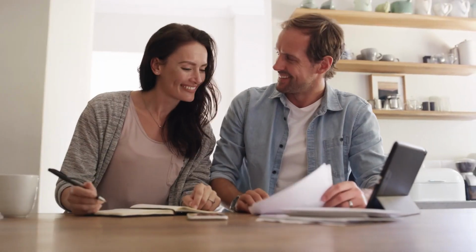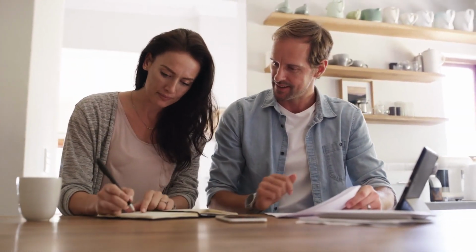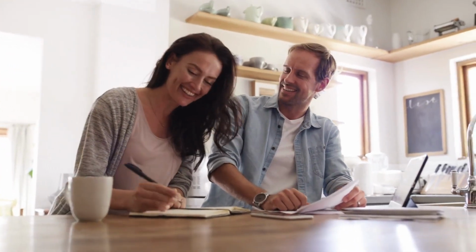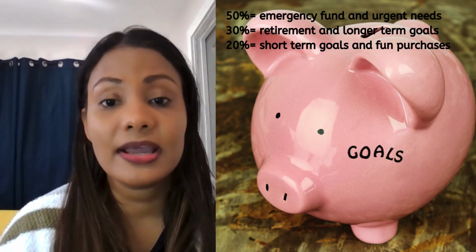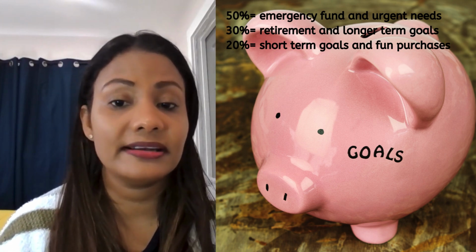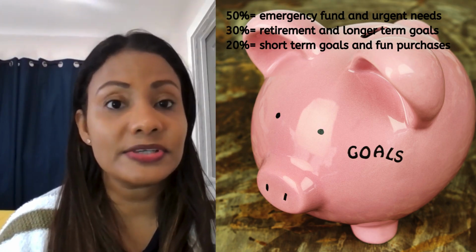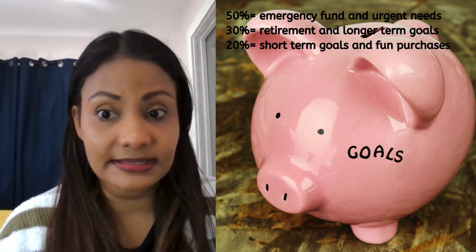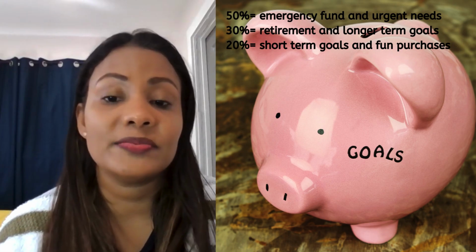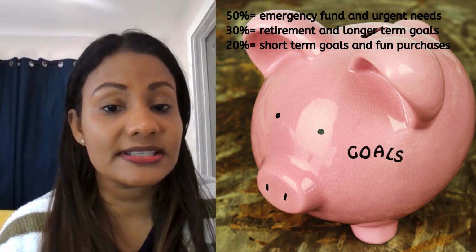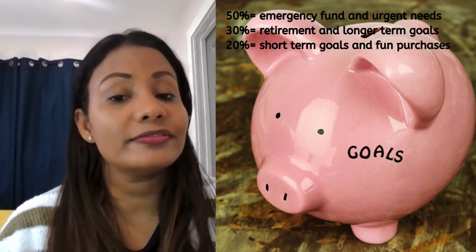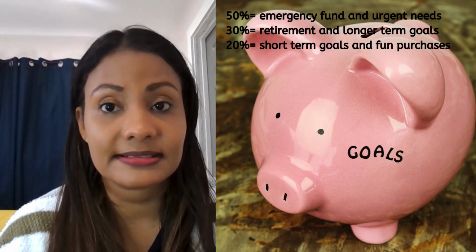Big purchases and short term savings goals are important too, but you want to make sure you're not neglecting the bigger picture, like your future. There's no one size fits all rule for how much to save for each goal, but as a general guideline, you can divide your income like this: 50% to emergency fund and urgent needs, 30% to retirement and long term goals, and 20% to shorter term goals, big purchases, and fun savings. This at least is the starting point, but feel free to adjust based on your personal circumstances.